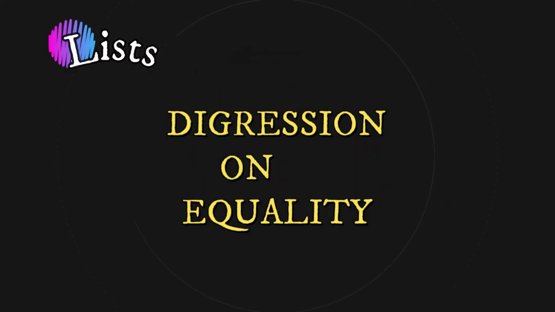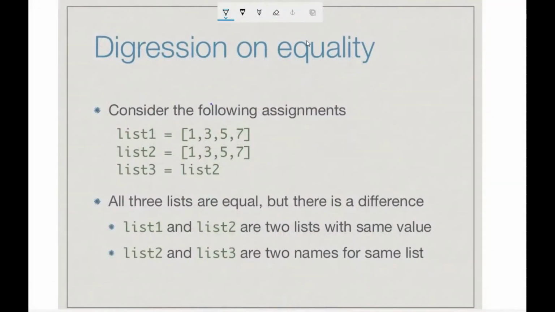So today we will be going to study about digression on equality. As I told you in the previous video, I'm going to tell you what the difference is between the equality or copying of lists. So let's see. This is basically digression on equality. Now let's see. Consider the following assignments.